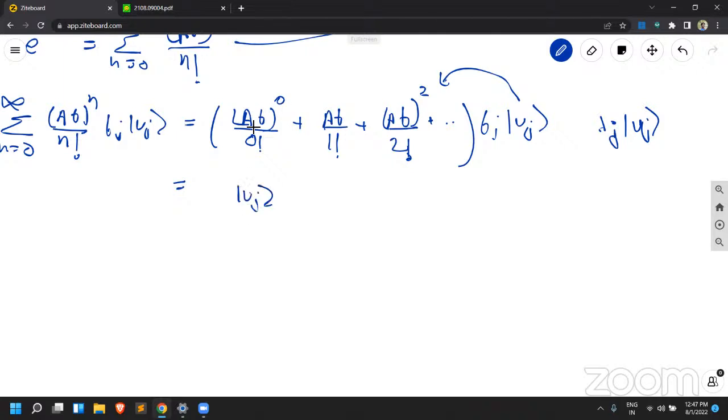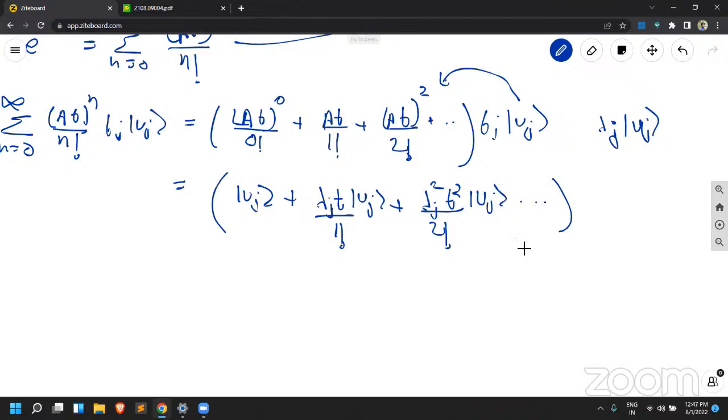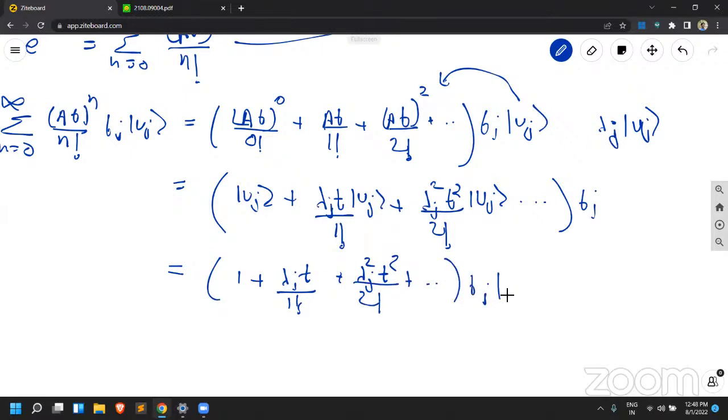So it will look like this now. Uj, since this is the 0th power, this is 1, there is no A. There is A only one time, so we'll get one eigenvalue lambda over here when you multiply it, times t, which is already there, t being a scalar quantity, upon 1 factorial, plus we'll multiply A two times, so we'll get the eigenvalue twice. So we are going to get over here lambda j squared t squared by 2 factorial times uj, and so on up to infinity, right? So we bring the uj's outside, and what we are going to get is 1 plus lambda j t by 1 factorial plus (lambda j t) squared by 2 factorial plus and so on, times bj uj.